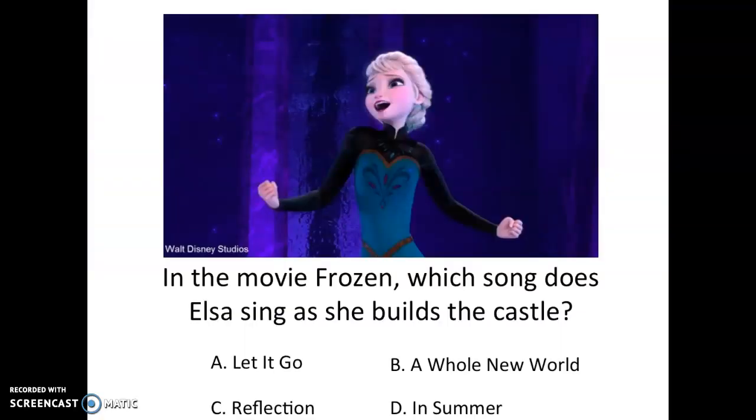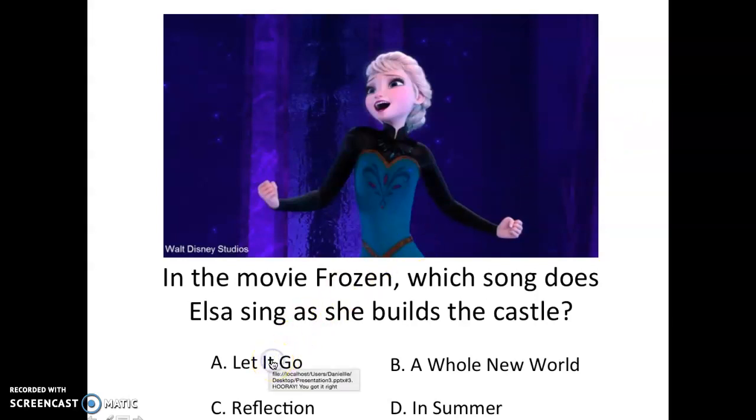In the movie Frozen, which song does Elsa sing as she builds the castle? A, Let It Go, B, A Whole New World, C, Reflection, or D, In the Summer. I also just want to pause real quick and point out that all of the questions and the multiple choice are very simple. It's straight to the point and there are still images for us to enjoy visually. All right, so let's answer.